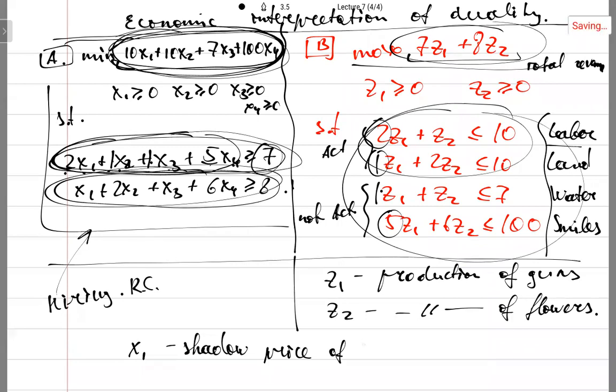Okay, X1 is the shadow price of labor. And what does it mean that the price X3 is 0? The shadow price is 0 when we have too much of the resource. So for example, we have 100 smiles, and so the smiles cost nothing. X4 is 0 because the corresponding inequality is not active. So we smile for free.